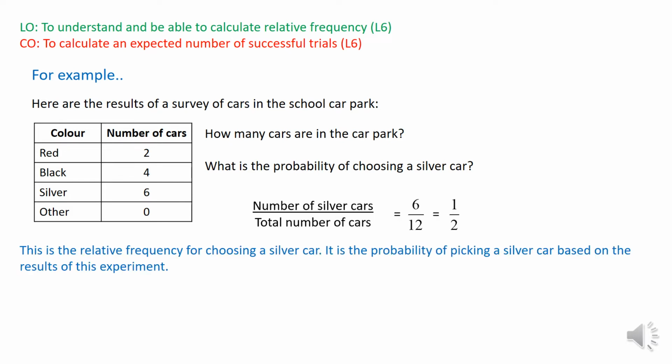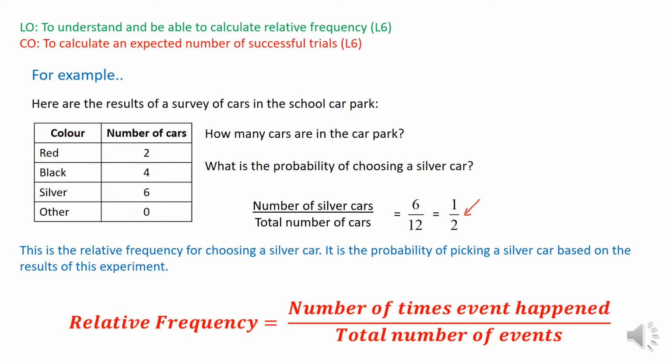So that is 1/2. So as well as being the experimental probability, which is what the questions ask for, this is also the relative frequency. So the experimental probability is 1/2, so that's how likely it is to pick a silver car. But also this is what proportion, so if 1 is every car is silver, and 0 is no cars are silver, 1/2 is also the proportion of cars that are silver, so that's what the relative frequency is. It's how frequent it is relative to all of them.